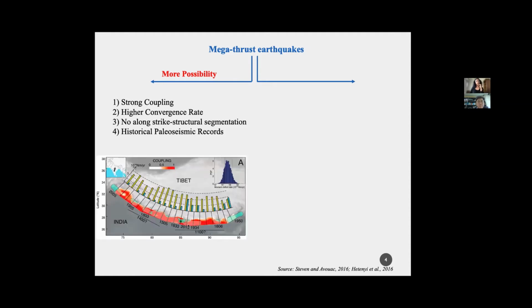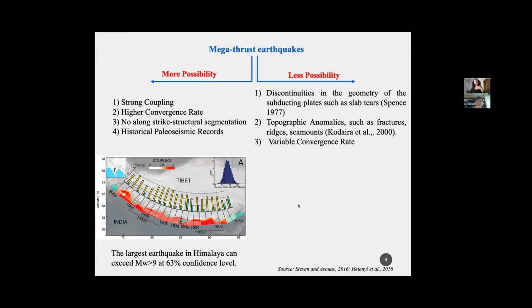Stevens and Avouac in 2016, through geodetic measurements, suggested that there is strong coupling along the Himalayan arc, and there are no physical or structural asperities that could arrest the lateral propagation of the rupture. Also, paleoseismic studies have shown that the historical 1100 AD earthquake had a slip of around 13 meters. So the largest earthquake in the Himalaya can exceed magnitude 9 at a 63% confidence level. However, there is another set of researchers who have shown that the Himalaya is segmented.